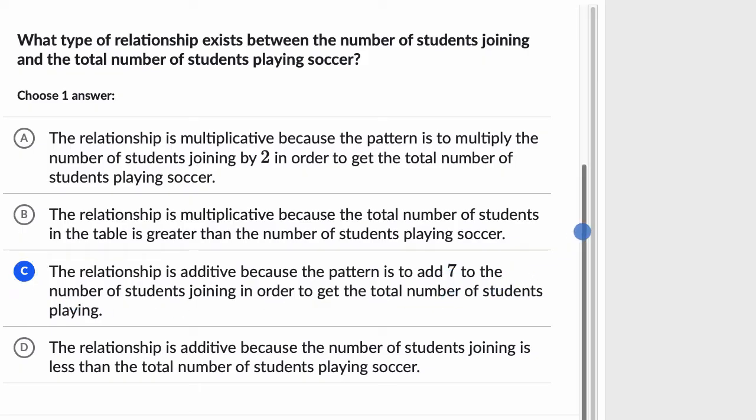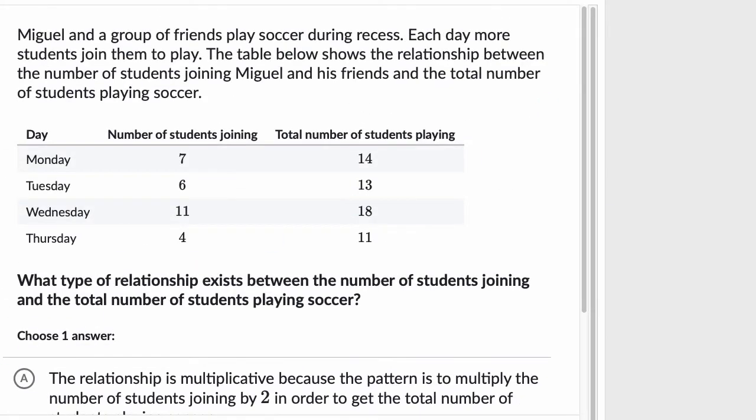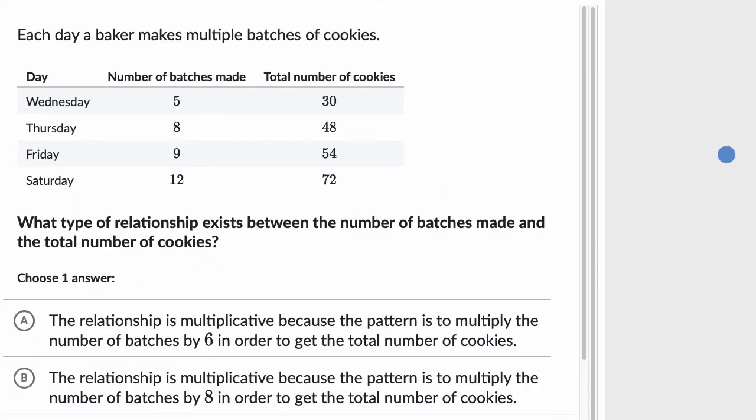Let's do another example here. So they tell us each day a baker makes multiple batches of cookies. We see the relationship on different days between the number of batches made and total number of cookies. And they're essentially asking us the same thing. So pause this video and think about this. Is this multiplicative or is it additive? Well, let's see. Let's try multiplicative.